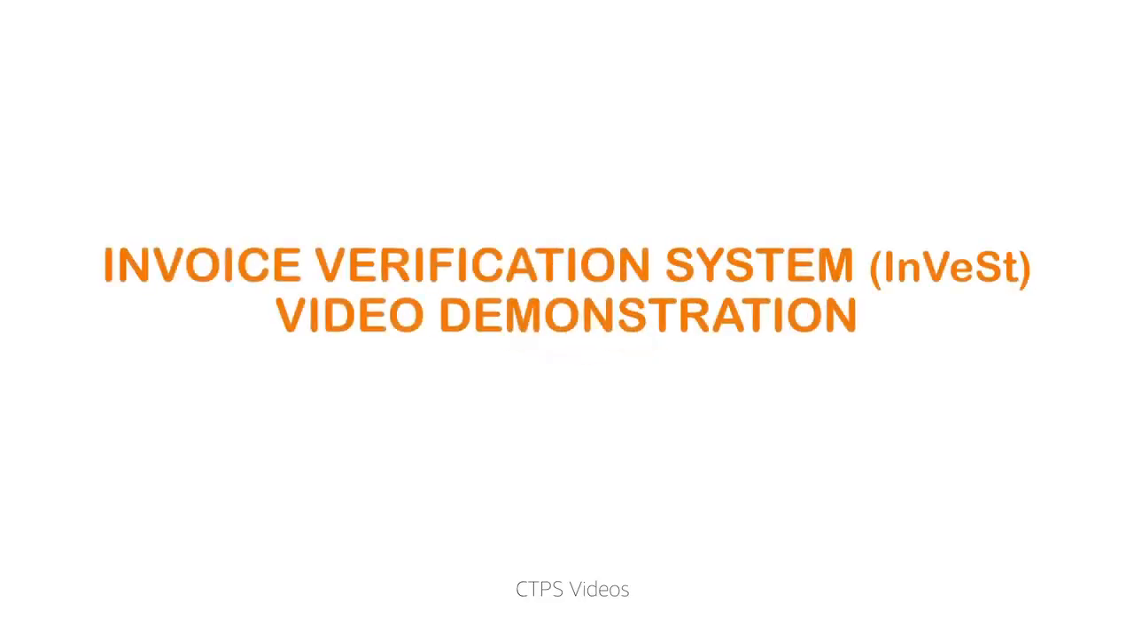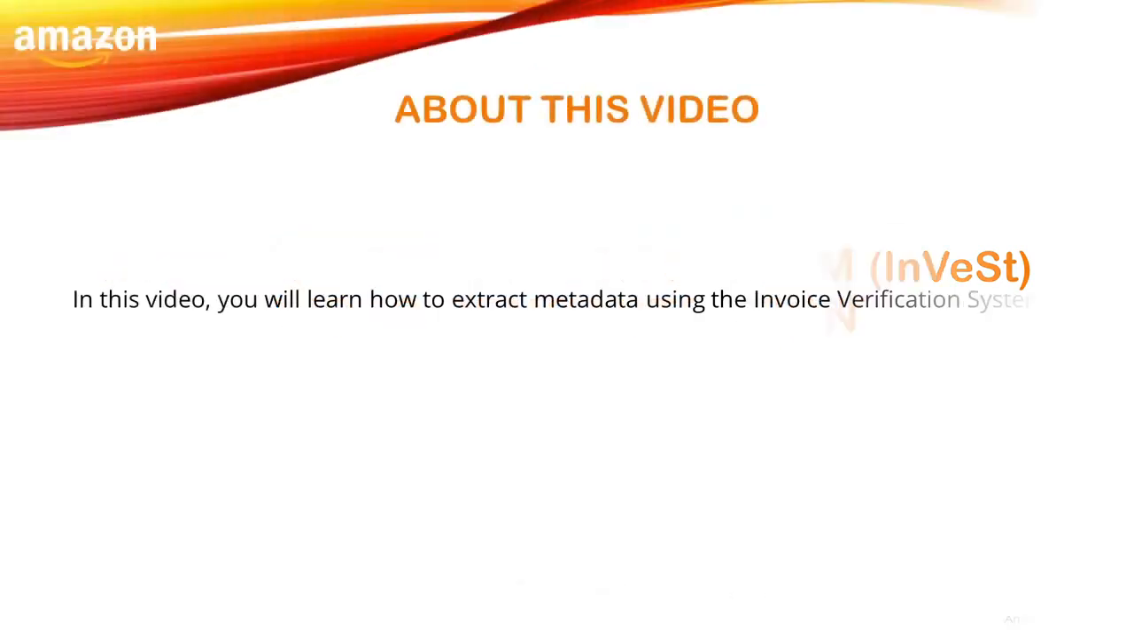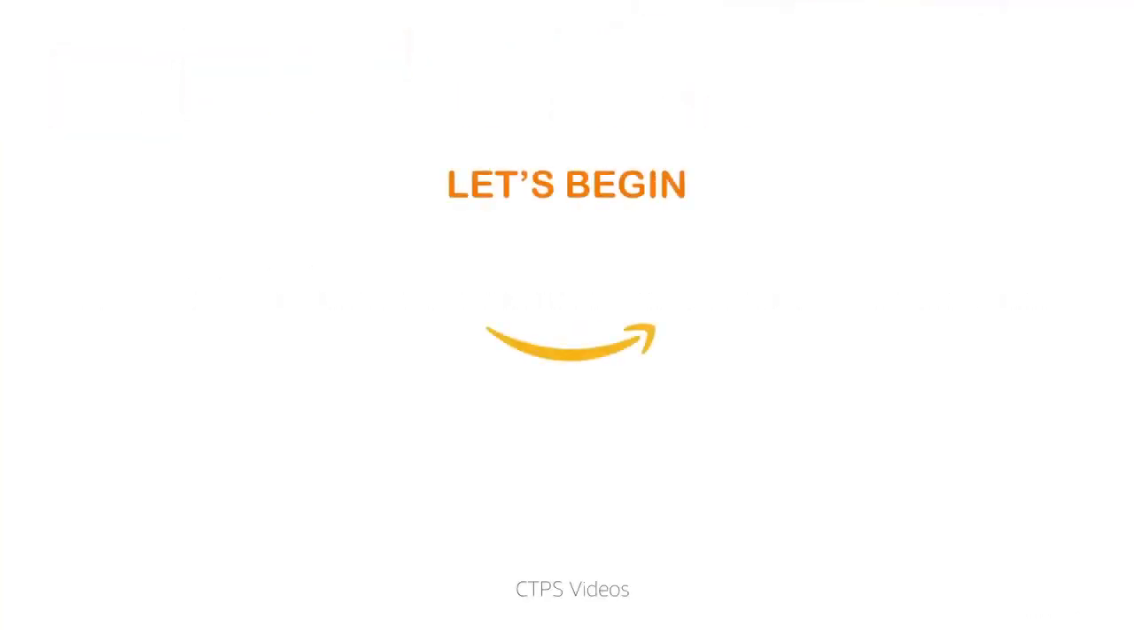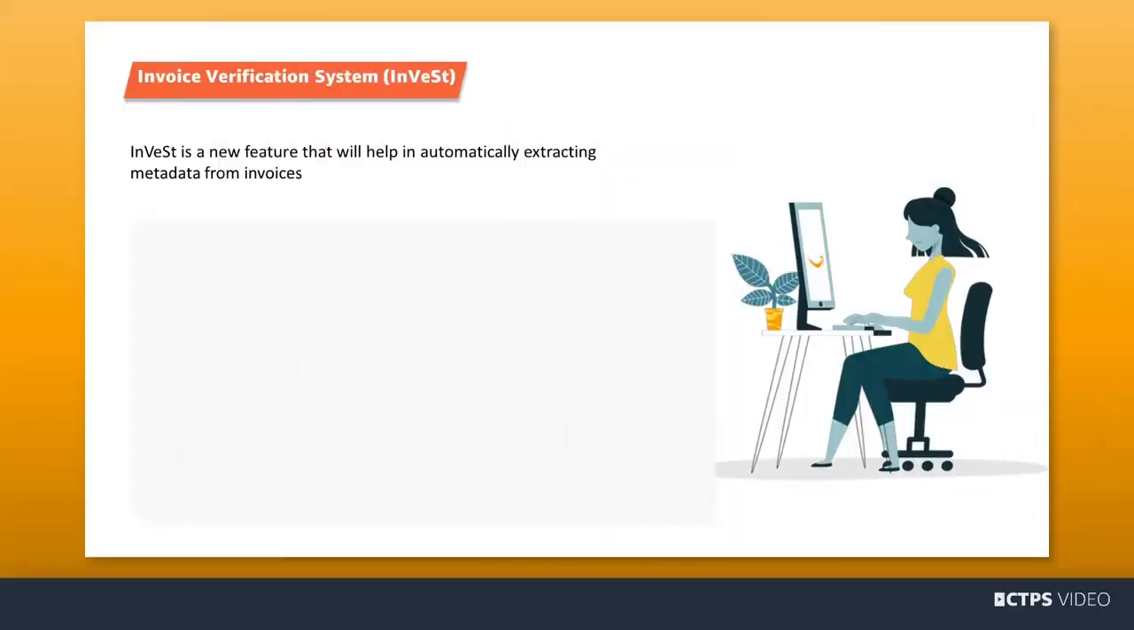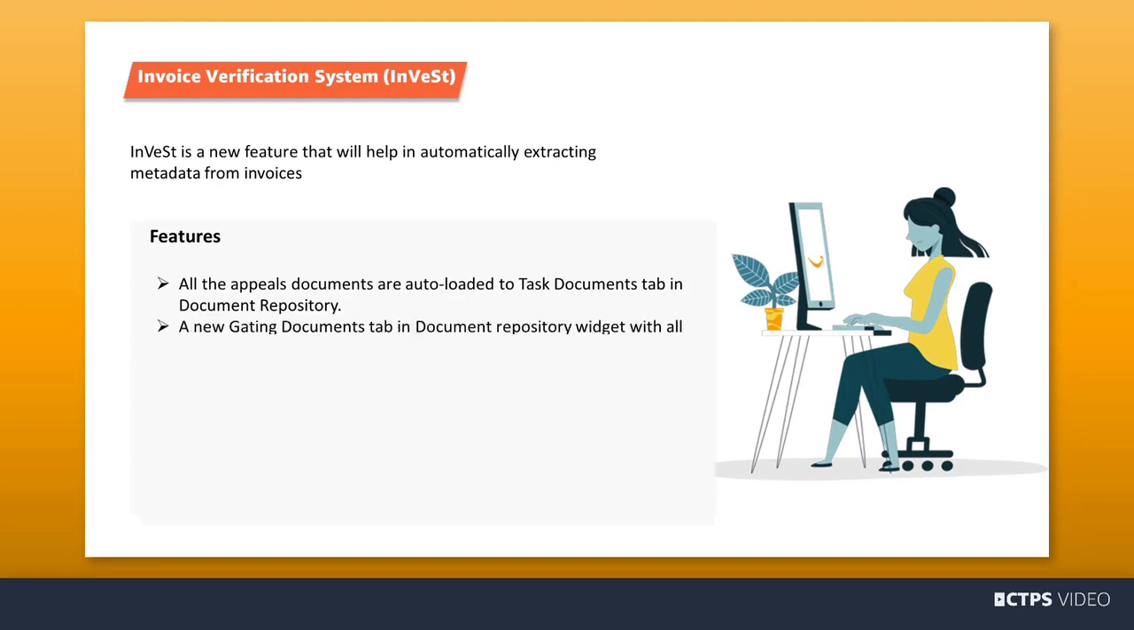Welcome to the Invoice Verification System, InVeSt, video demonstration. InVeSt automatically extracts metadata from invoices. The list of features includes: all appeals documents are auto-loaded to the Task Documents tab in the Document Repository, and a Gating Documents tab in the Document Repository widget with all the first contact gating documents auto-loaded.